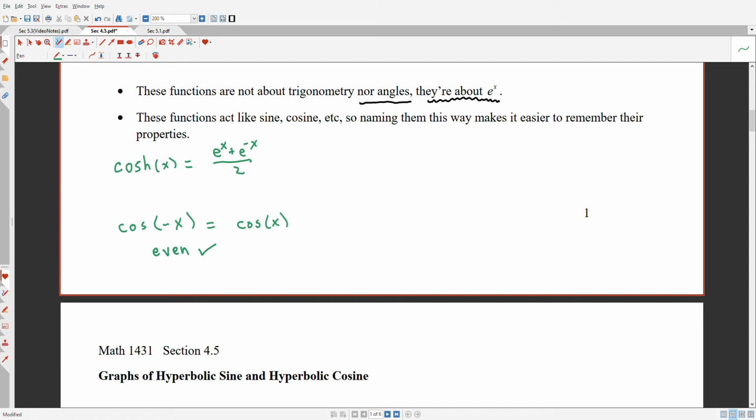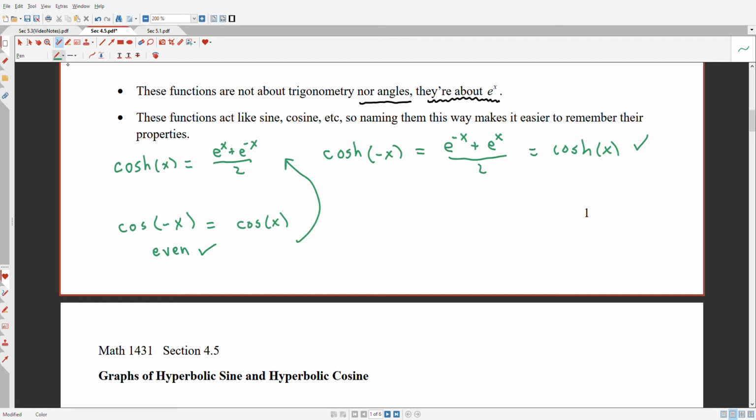And if you check over here, you can check that the hyperbolic cosine, cosh of negative x, if I plug in negative x everywhere I see an x, becomes e to the negative x plus e to the negative negative x, so that becomes a positive. Hey, that's just cosh again. So cosh is also even. That's one thing that they have in common. You can check that for sinh, like sine, the hyperbolic sinh is odd.